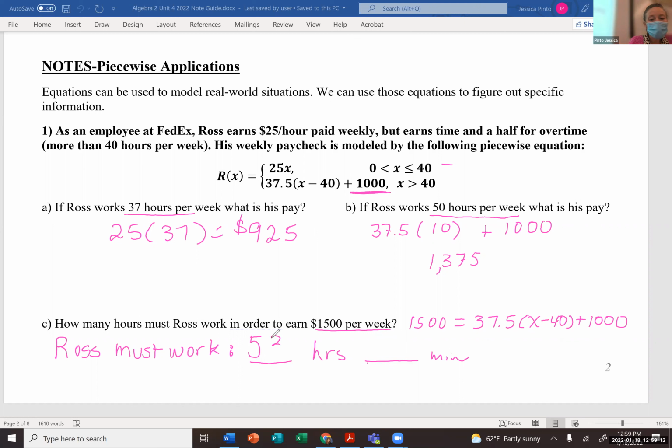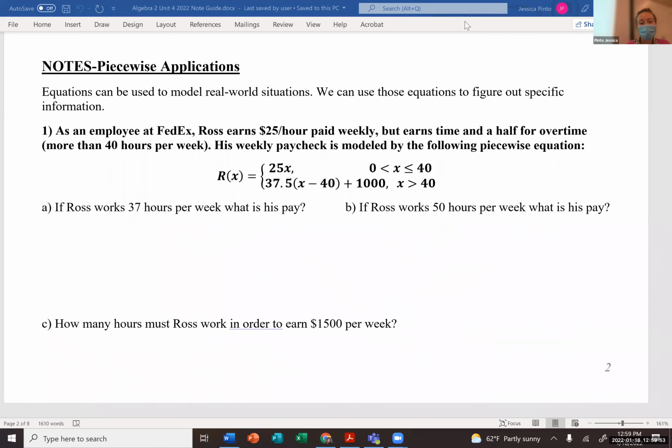53.3. 53 hours. And if I have 0.3, it's 0.3 repeating that you got in your calculator, right? That represents 1/3. Do you guys know 1/3 of an hour? 20. That's right. Ross must work for 53 hours and 20 minutes, because it's easier for you to think of minutes, but 53.3 repeating is the correct answer. That's a lot of hours. Is that most of the hours in a week? No. Still a lot of hours.